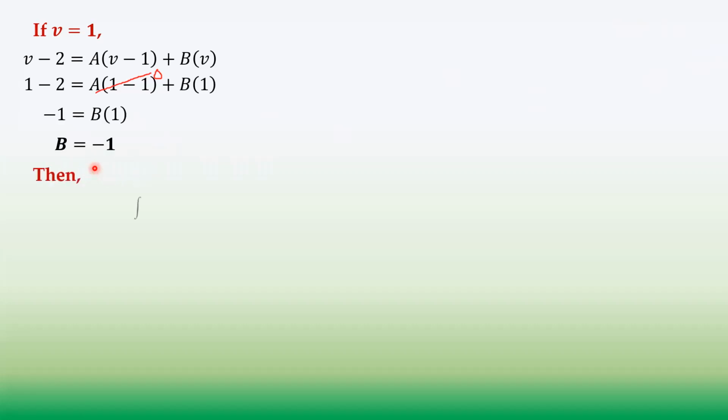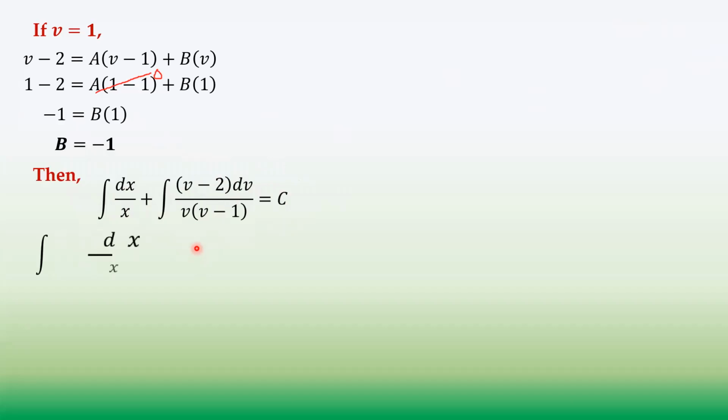Again, we have the integral of dx over x kanina plus integral of (b minus 2) db over b times (b minus 1) equals c. Itong part na to, meron niyang katumbas na sum ng partial fractions, yung A over b plus B over (b minus 1). O, tuloy natin.